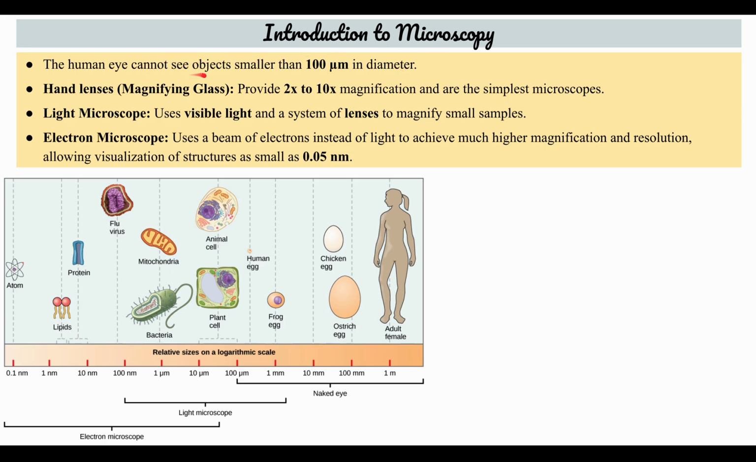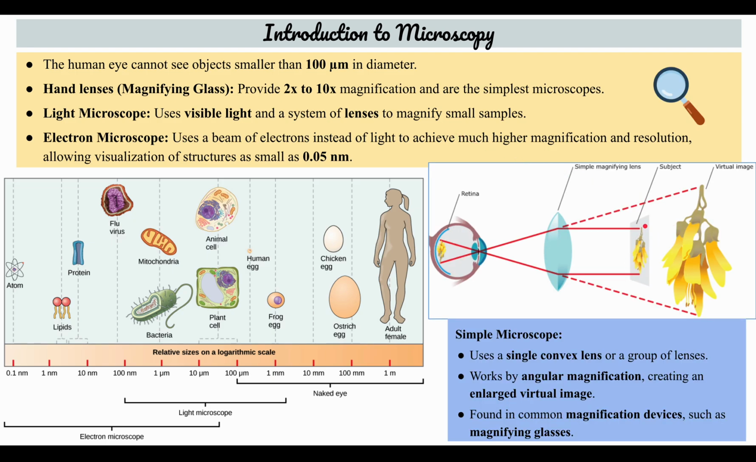As we all know, the human eye cannot see objects smaller than 100 micrometers in diameter. So in some cases we use hand lenses, which have a magnifying glass providing 2 to 10 times magnification, and these are the simplest microscopes. Then comes the light microscope, which uses visible light and a system of lenses to magnify small samples. For example, if we have a small sample, then with the help of lenses we can enlarge the image, so our eye will see an enlarged representation of a small object. For that reason we use the light microscope.